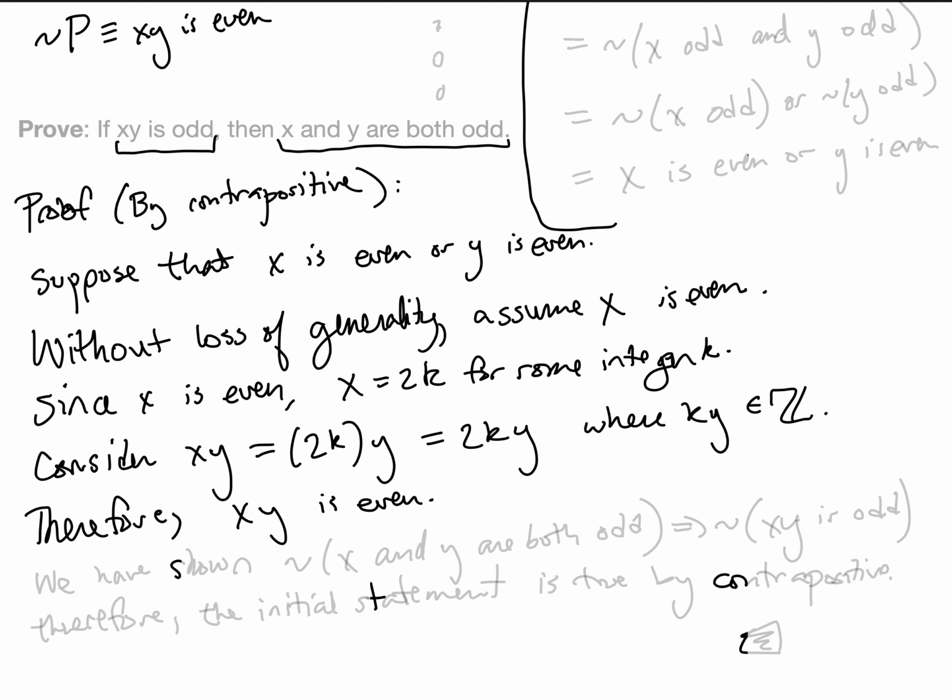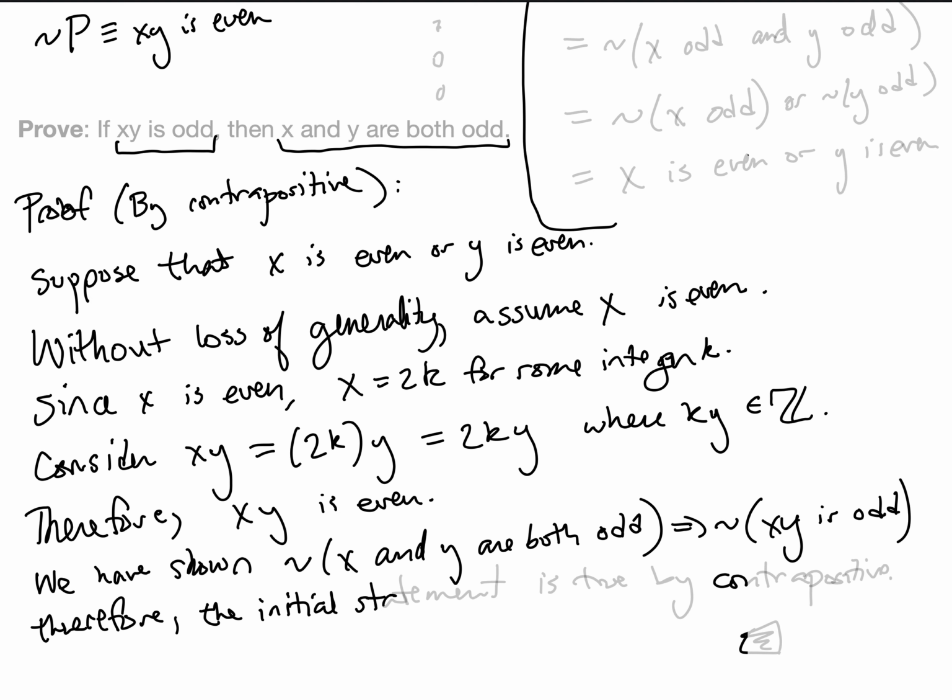We've shown that the negation of Q implies the negation of P. If we wish, we could make that clear to the reader and say that we have shown that the negation of x and y are both odd implies the negation of xy is odd, and therefore the initial statement is true by contrapositive. And we have finished our proof.